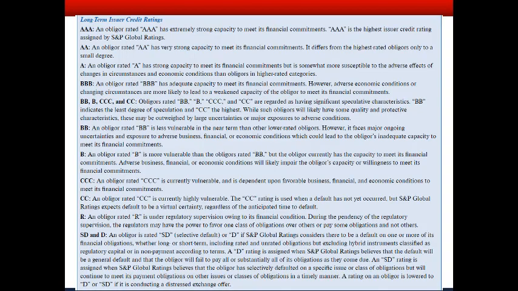Okay, and that is it for today. We've covered some very basic facts about international bonds. And next week we will turn and look at some basic facts about the international stock market.